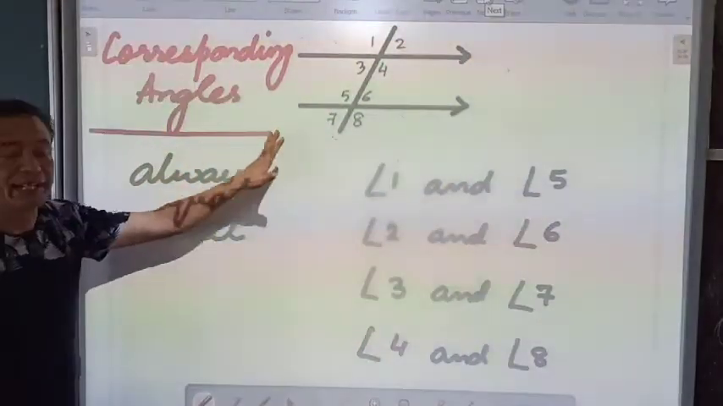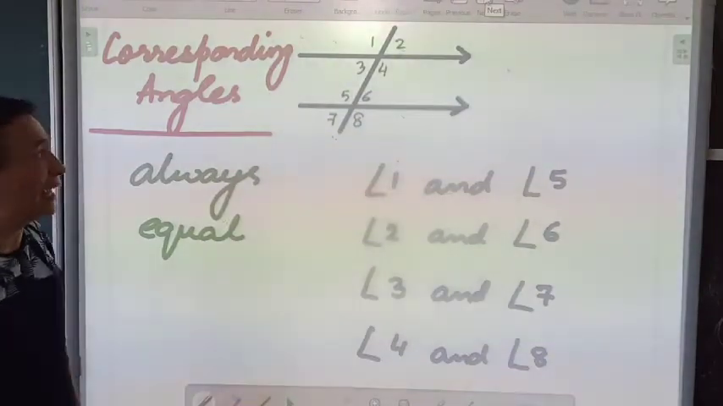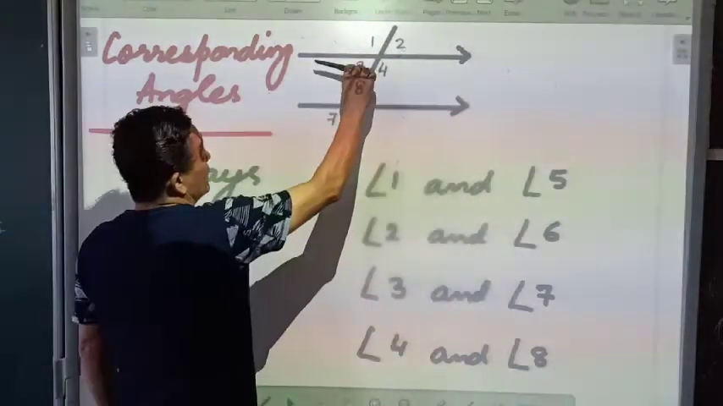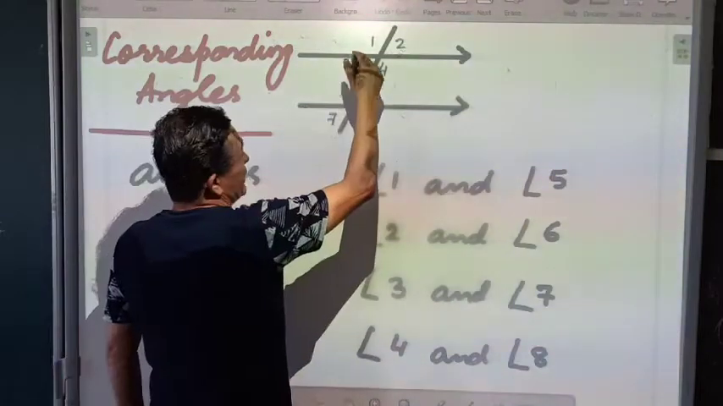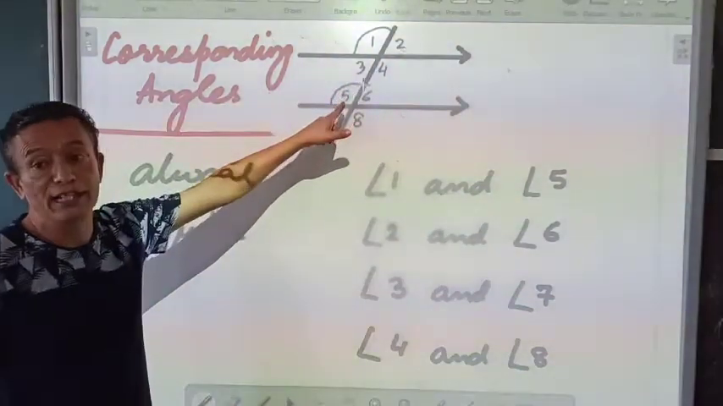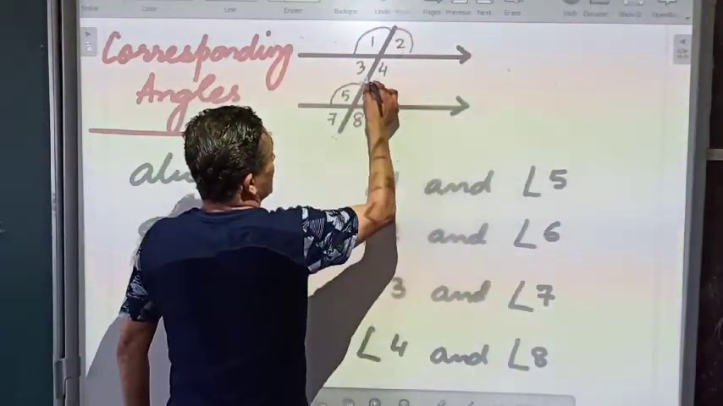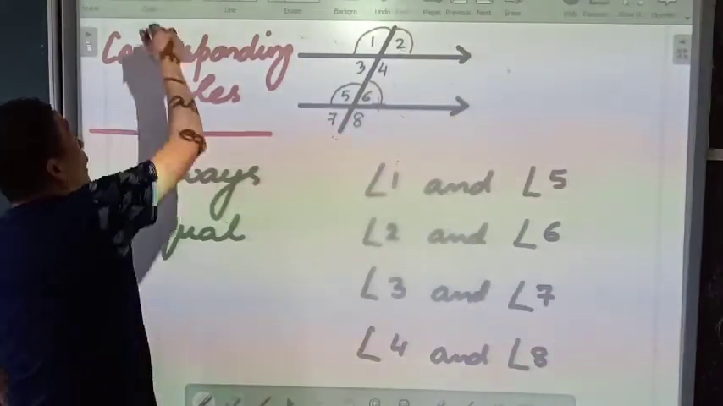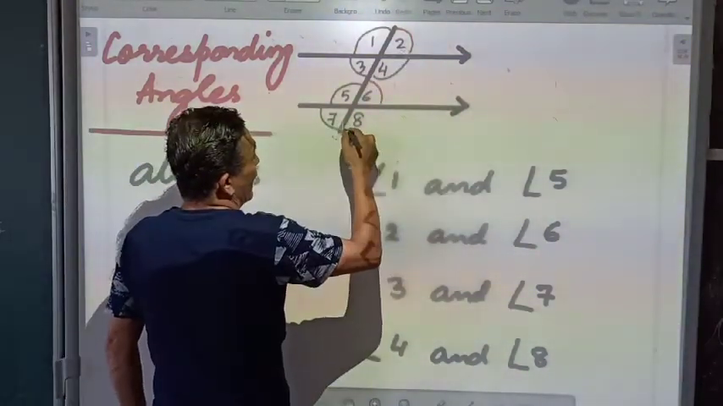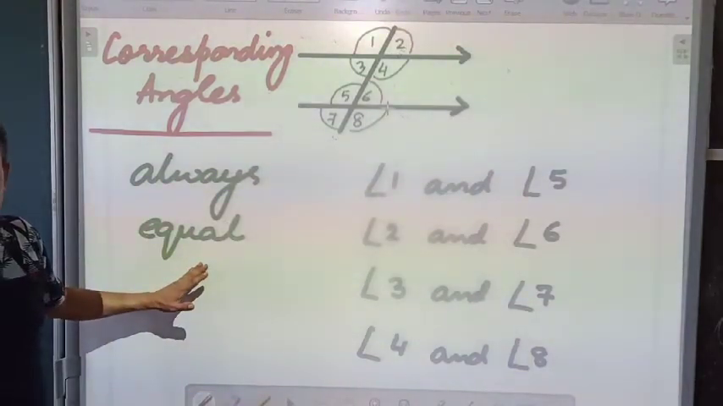Next one, corresponding angles. Now what are corresponding angles? You can see over here there are 4 pairs of corresponding angles. Now we know this is the transversal. If I look at the left hand side of the transversal and towards the top of these parallel lines, you will see angle 1 and angle 5. Now these two are corresponding to each other. Similarly, angle 2 and angle 6 are corresponding to each other. Angle 3 and angle 7, and angle 4 and angle 8. These are all corresponding angles. The corresponding angles are always equal.